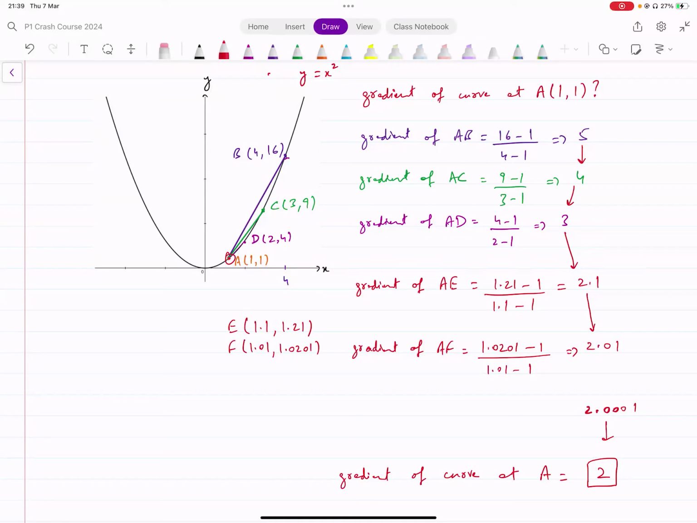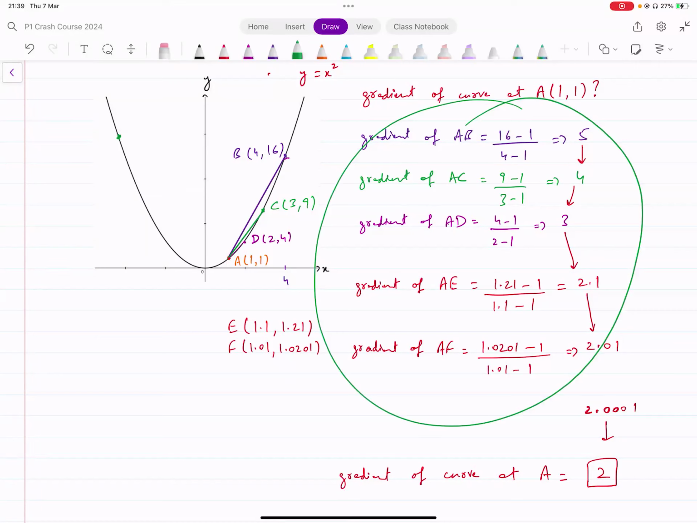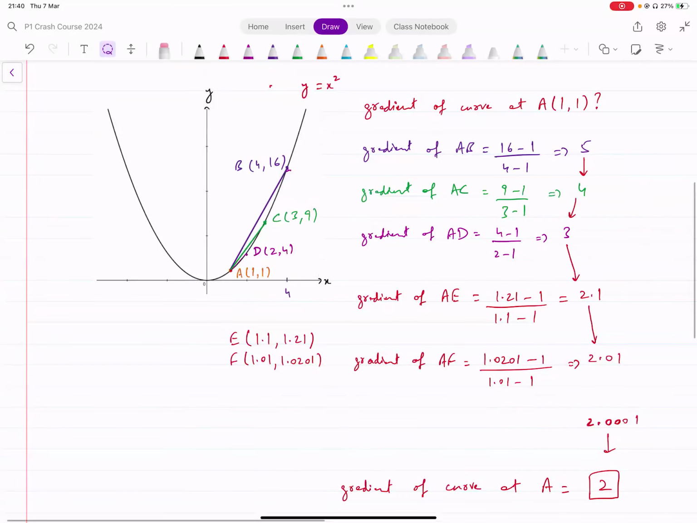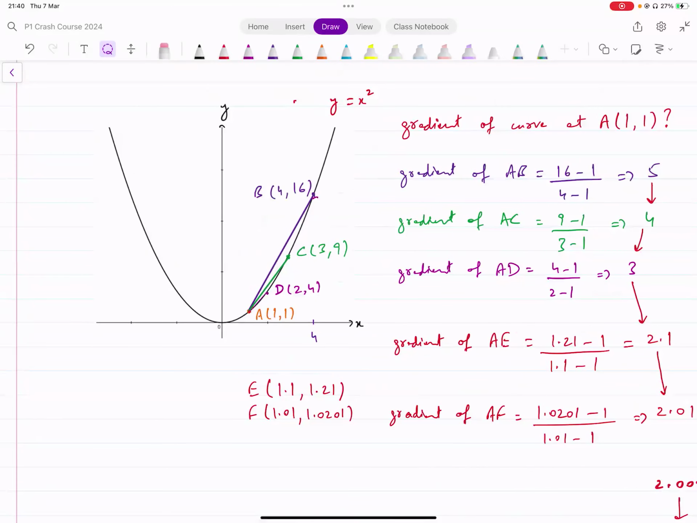Now, what if we wanted to generalize this? If we had to find the gradient at every single point like this, that would be pretty long, right? So if we had to find a gradient at this point, and then again, if we had to calculate like 6 gradients like this to find the pattern, that would take quite long. So now what we can do is actually generalize this process. And how do we do that?